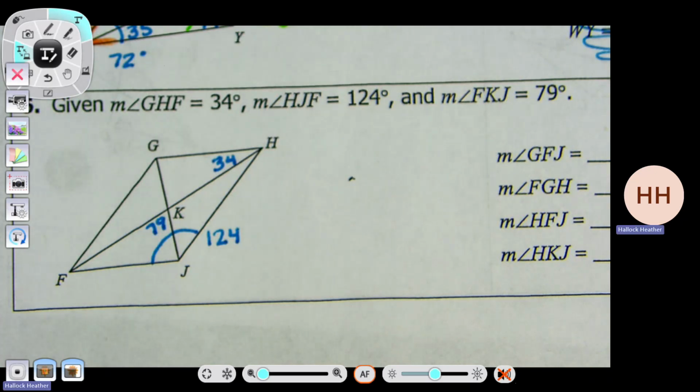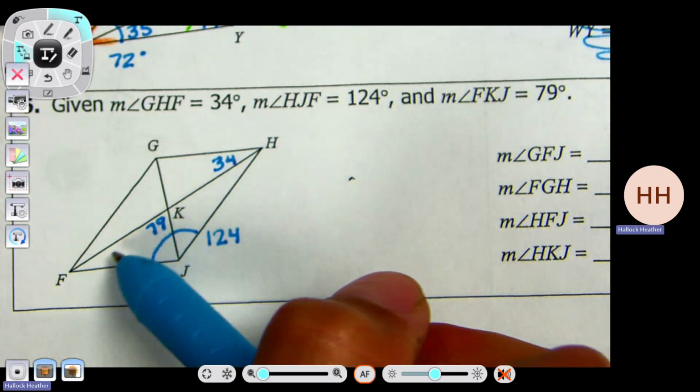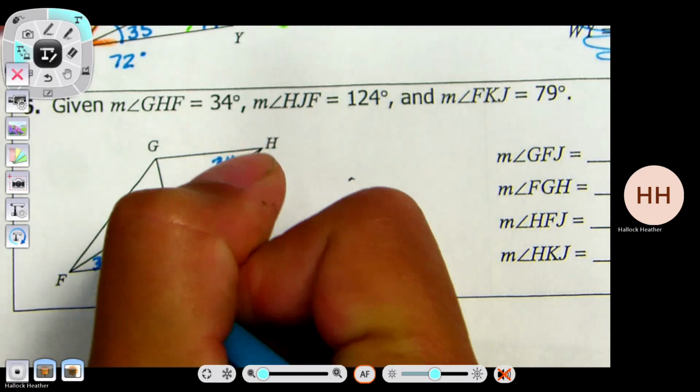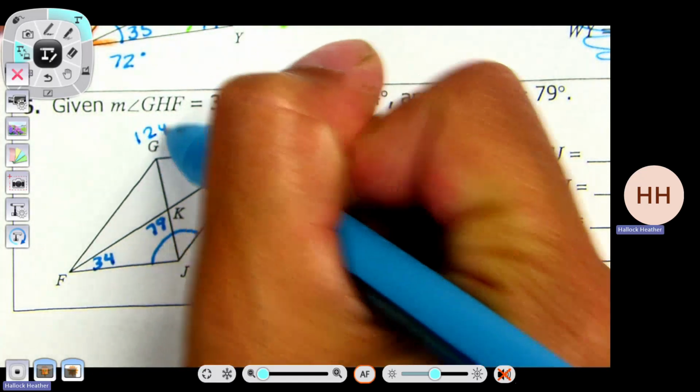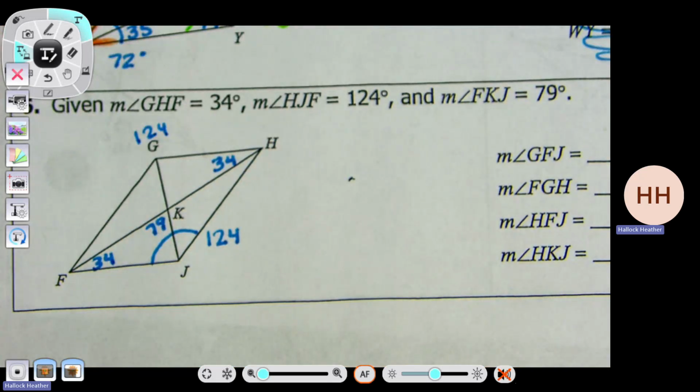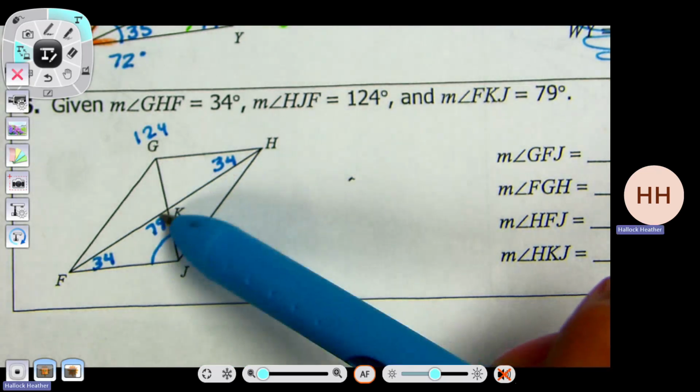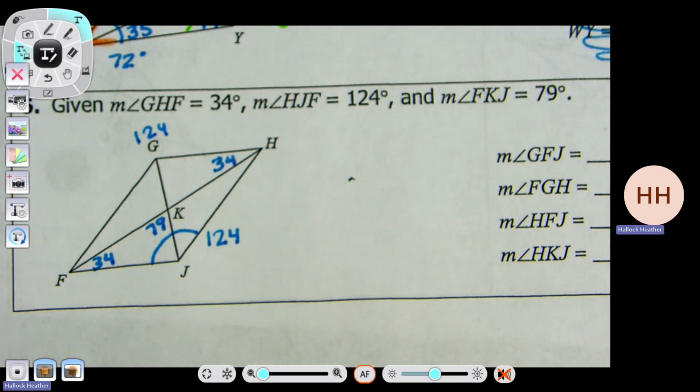Okay, so what number can move? 34 can move across the transversal. Technically, 124 is all of G, so if I want to put that up here, that whole thing is 124. Technically, 79 could move because vertical angles are congruent, but I'm not going to do that because the picture's going to look crazy. But you could move it over here because vertical angles are congruent, the crisscross from chapter 2. Does anybody have an idea of what I could start with?